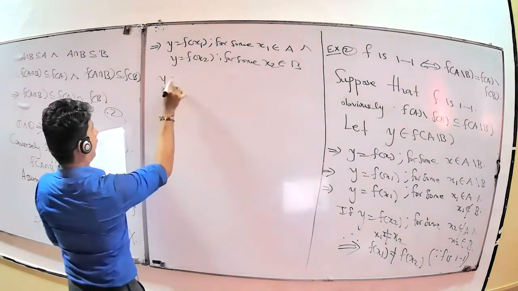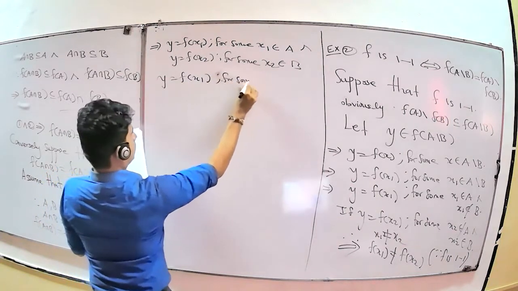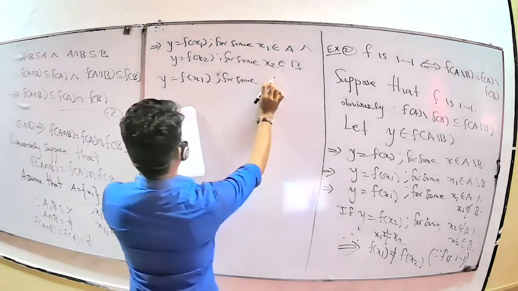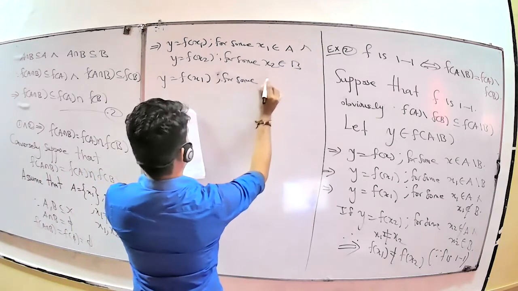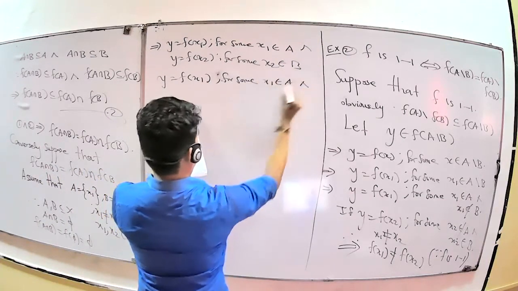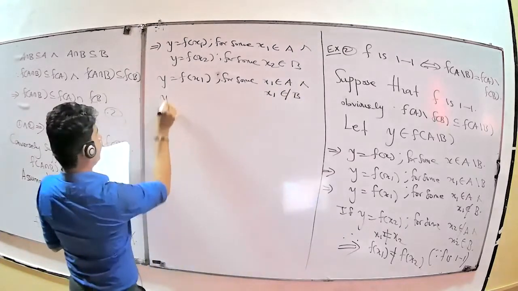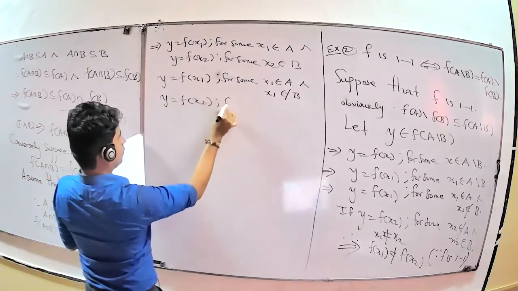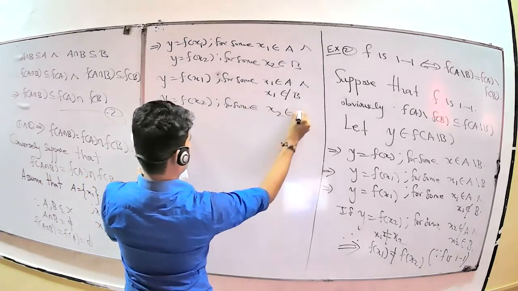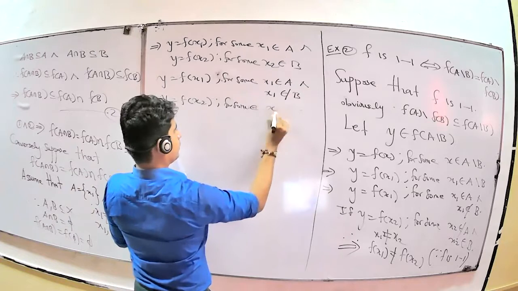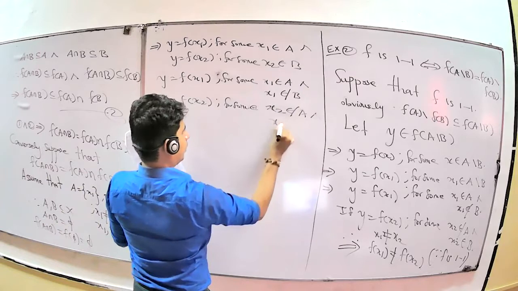This y equal f of x1, for some x1 belonging to A, and x1 does not belong to B. Similarly, y equal f of x2 for some x2, where x2 does not belong to A and x2 belongs to B.